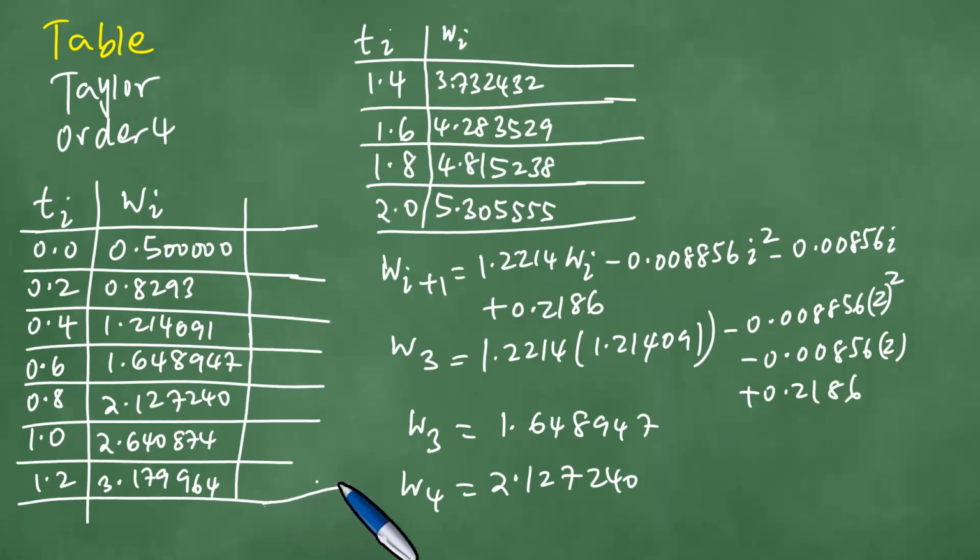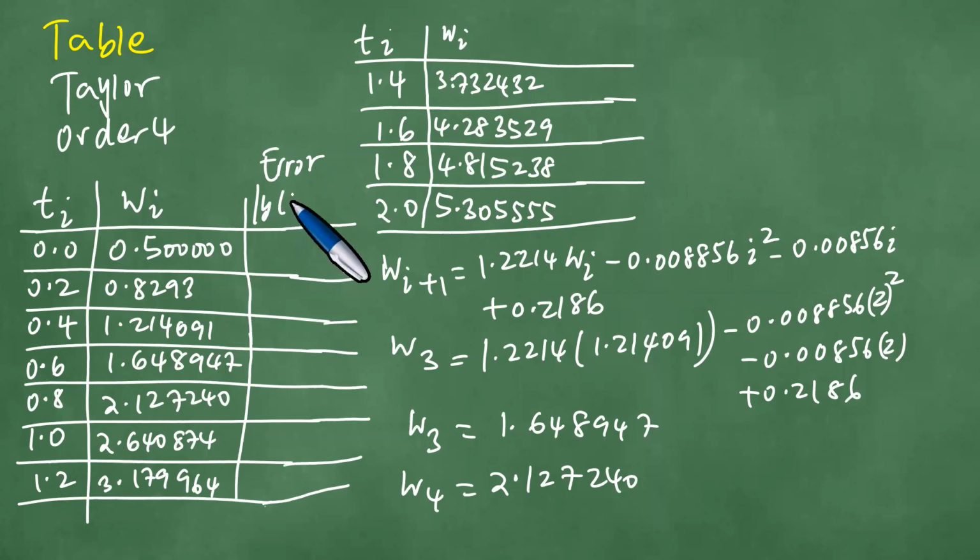Right, so we continue. Then we include the error, which is exactly y(Ti) minus Wi.